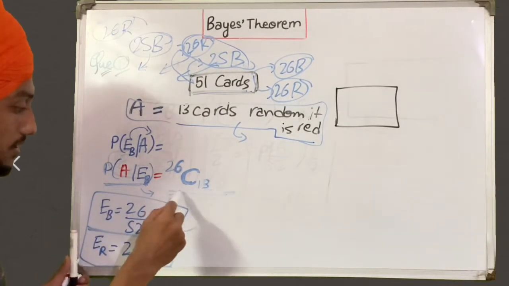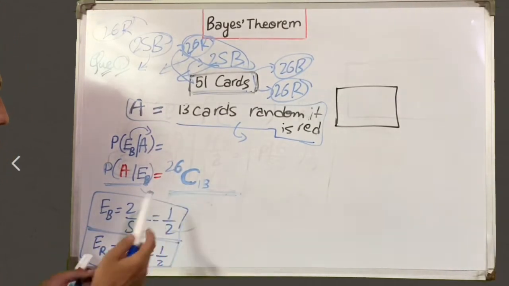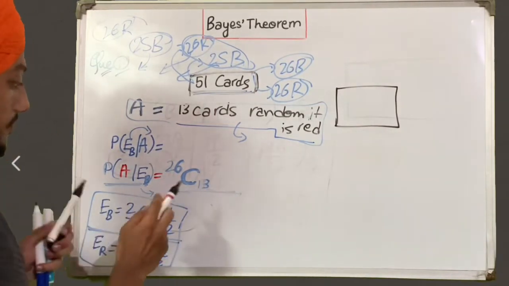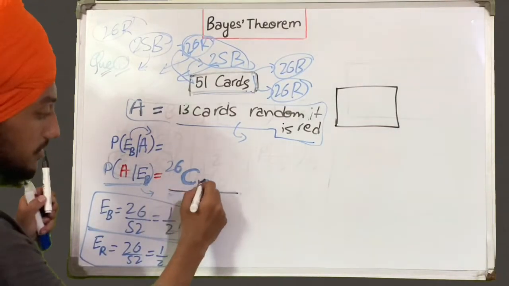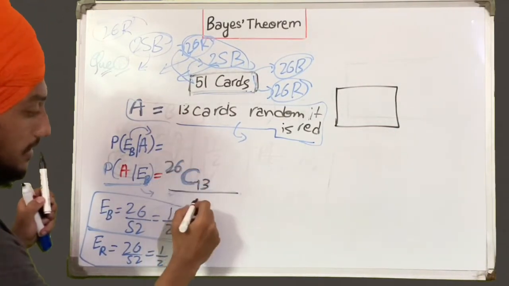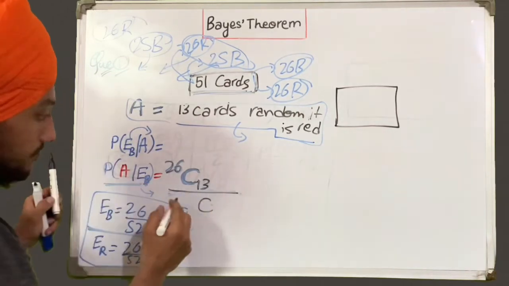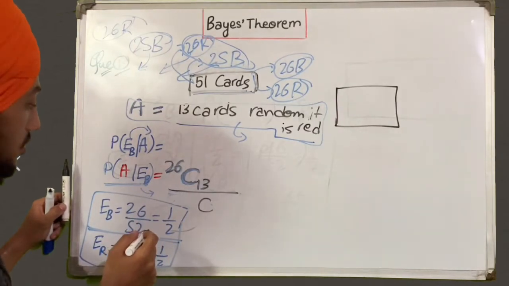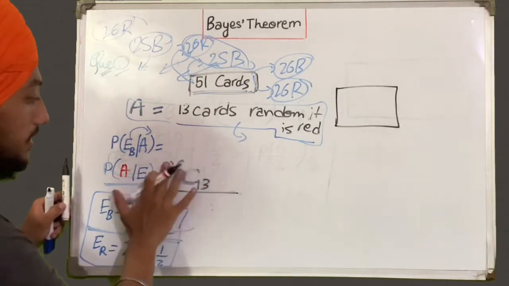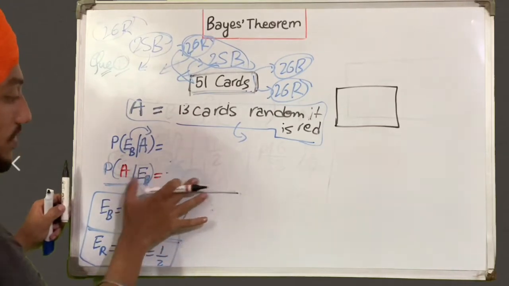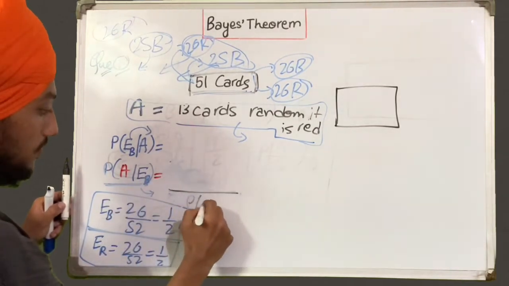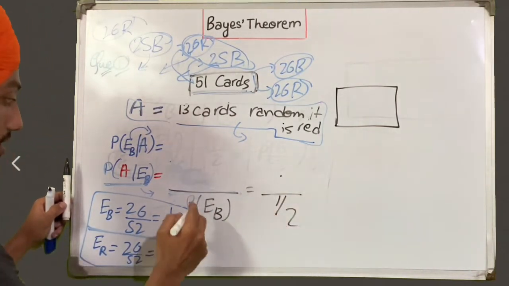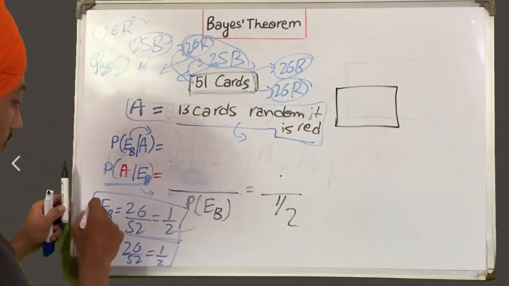So what's the probability of drawing the cards, and it must be written like that: C26, 13 and C. First of all, using conditional probability, now we can use the condition. Here we can write this. The probability of this is half.